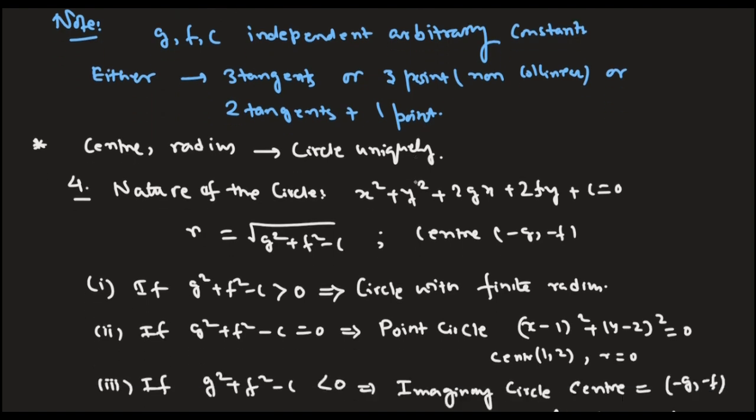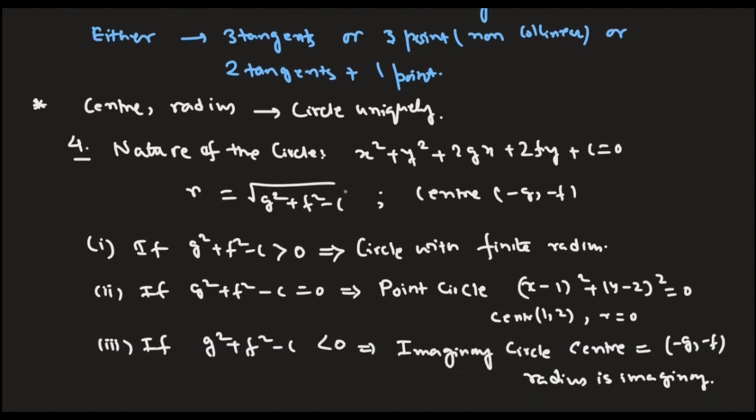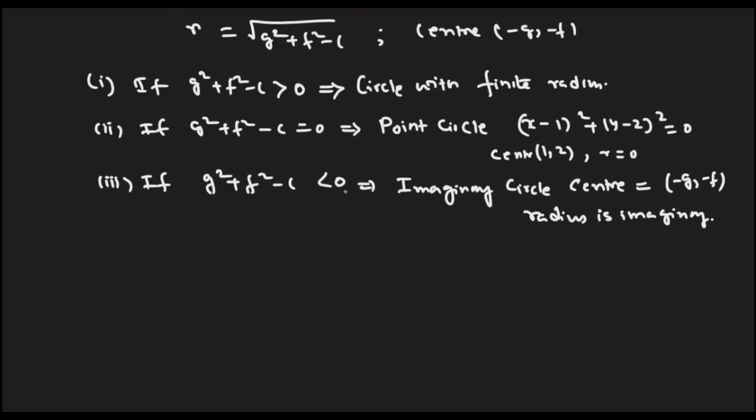And the nature of the circle is nothing but we have to impose the condition on the radius, and the radius of the circle in the second degree equation is the square root of g square plus f square minus c. So we impose the 3 conditions on it and we have to check it.